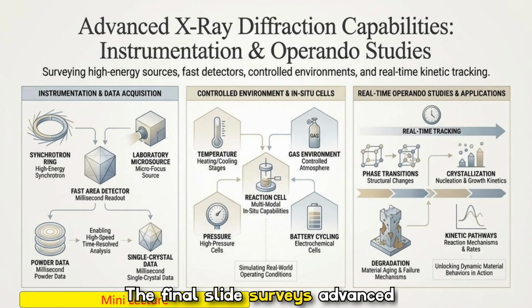The final slide surveys advanced XRD capabilities. High-energy synchrotron sources, fast area detectors, and lab microsources enable time-resolved powder and single crystal data. Controlled environments and in situ cells, temperature, pressure, gas, or electrochemical, allow operando studies so we can track phase transitions, crystallization, degradation, and kinetic pathways in real time to understand materials under realistic operating conditions.